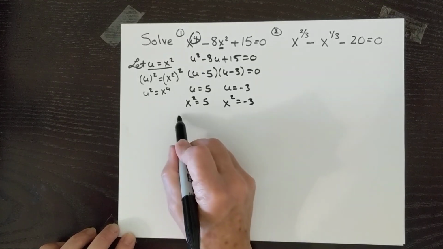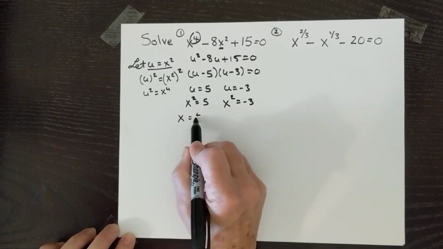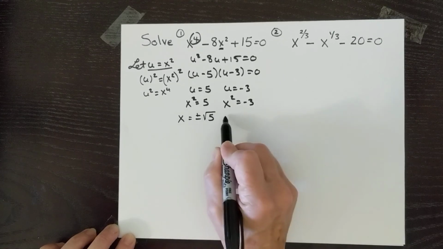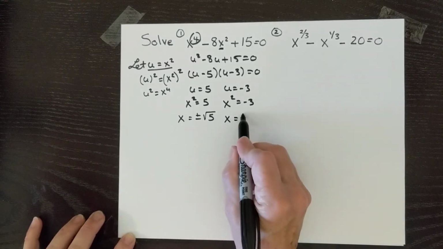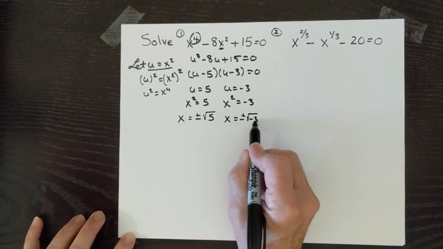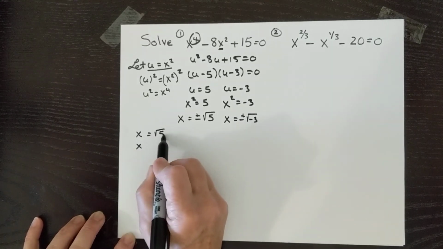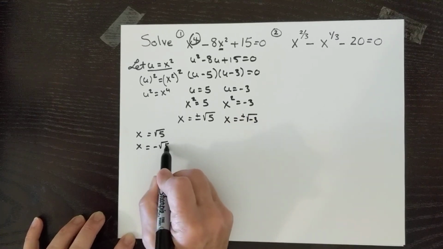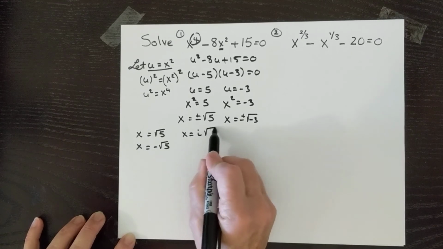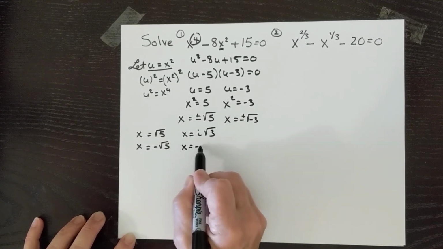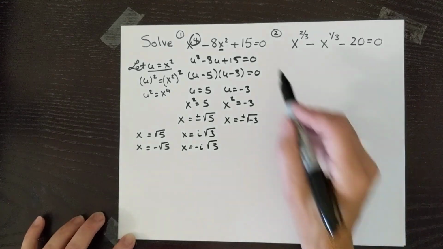You take the square root of both sides. The square root of x squared is x, so x is equal to plus or minus the square root of 5. The square root of both sides of the other equation would be x is equal to plus or minus the square root of negative 3. Here are our 4 answers. x is the square root of 5, negative square root of 5, positive i square root of 3, and negative i square root of 3. That's one example of U substitution.